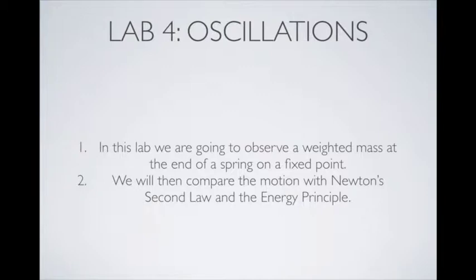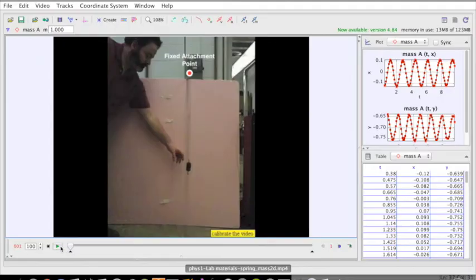So, in this lab we're going to observe a weighted mass at the end of a spring on a fixed point, and then we will compare the motion with Newton's second law and the energy principle. We will examine the motion of a spring mass system in which the mass swings in an arc while oscillating on the spring, and then we will observe a computer model that analyzes the energy principle of said motion. After all is said and done, Newton's second law and the energy principle were upheld.